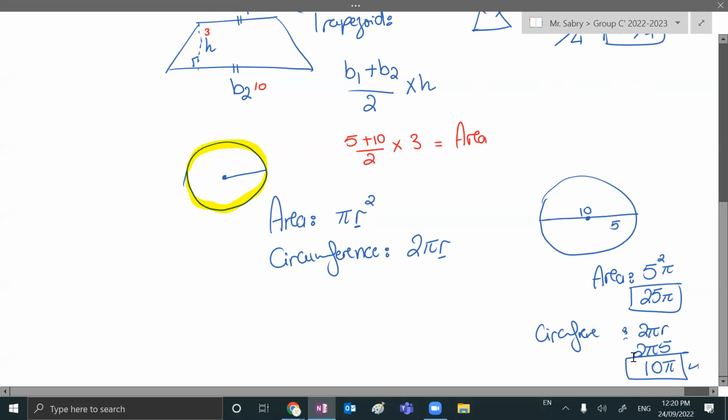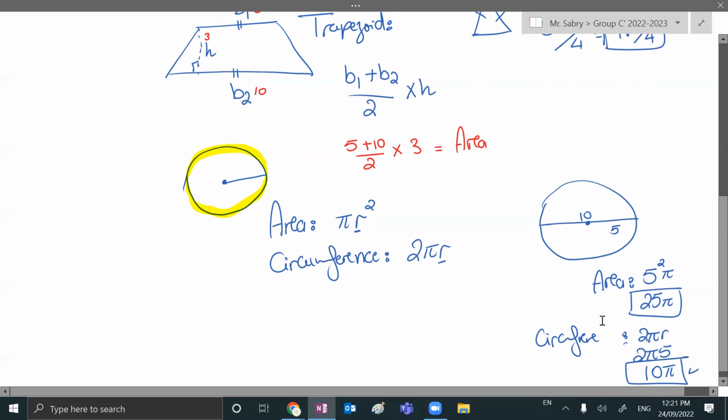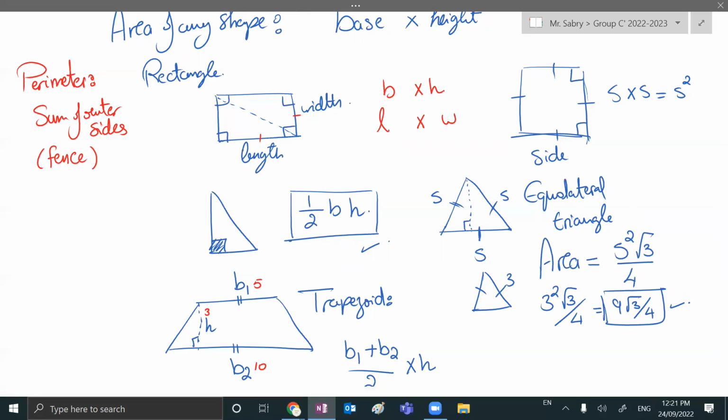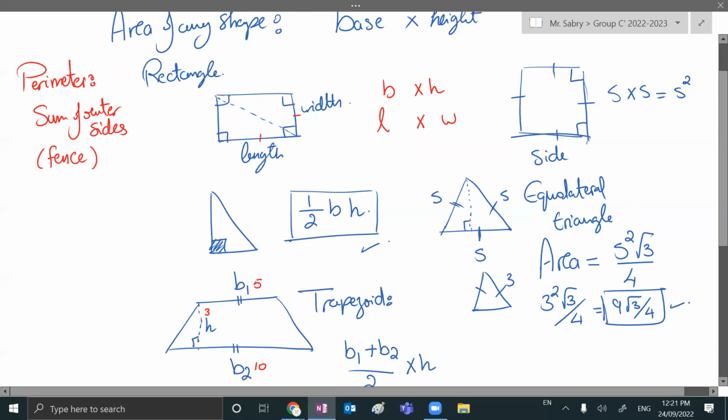Good. Right. What's the perimeter? The perimeter of any shape is the sum of the outer sides. Let me write that down for you. So the perimeter of any shape, again, is the sum of the outer sides. It's like you're creating a fence for the shape. The word fence here is important. It's as if I'm building a fence for the shape. So the fence would be the length of all of the outer sides.